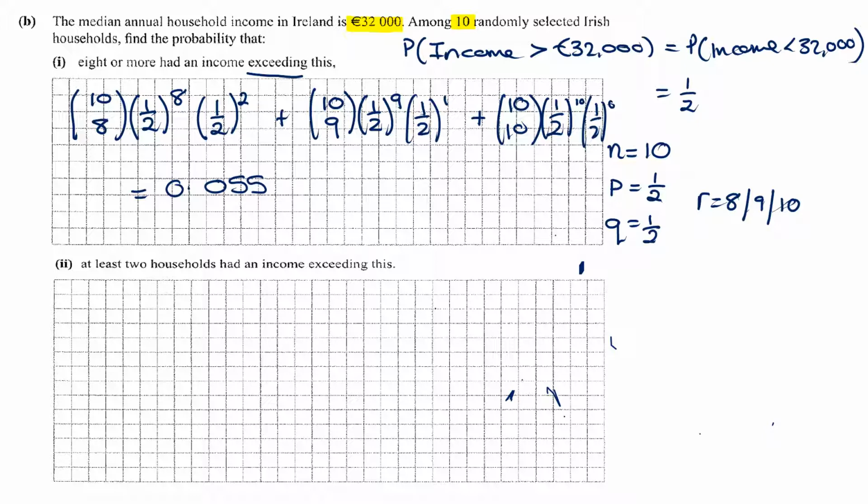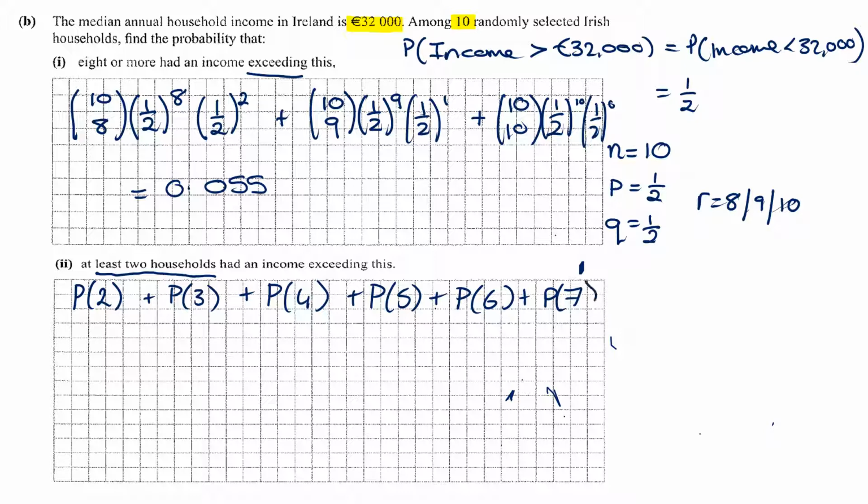Again, I'm just doing this for speed, but really what you want to do is show as much work as possible to make sure that if anything does go wrong, they can see what you are doing. So at least 2 households, so we're trying to find the probability now that at least 2 households had income exceeding this. So we basically want to find the probability of 2, plus the probability of 3, or the probability of 4, or 5, or 6, 7, this is looking long, plus the probability of 8, plus the probability of 9, plus the probability of 10.